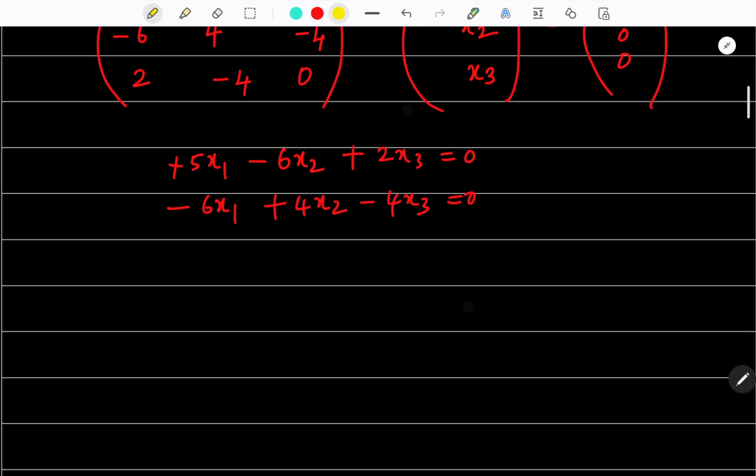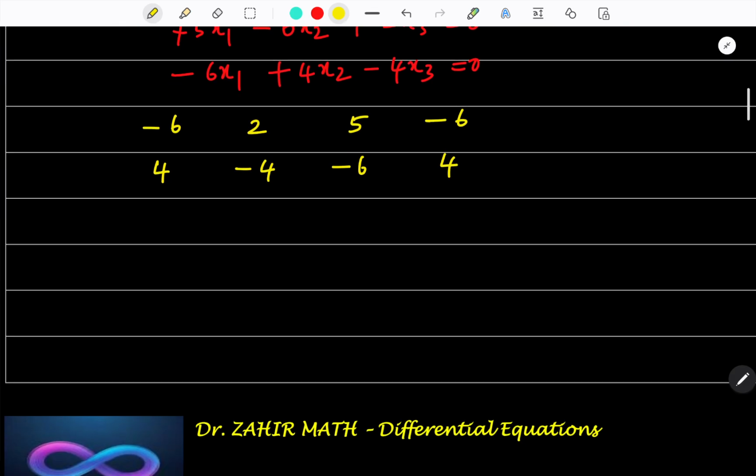Let me start the method of cross multiplication. So minus 6, 2, 5, minus 6. Start from the middle, come to the middle. So it's 4, minus 6 and then 4. So x1 divided by 6 into 4 is 24, and then minus 8, because minus minus is plus and this is going to become minus. I told you already in previous videos. You can check it out.